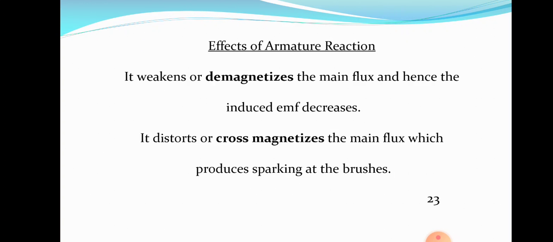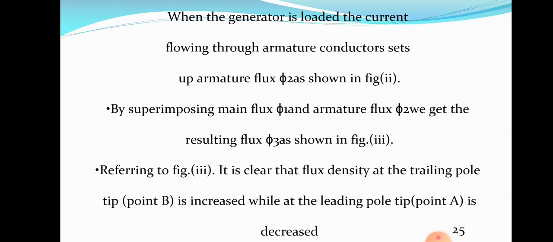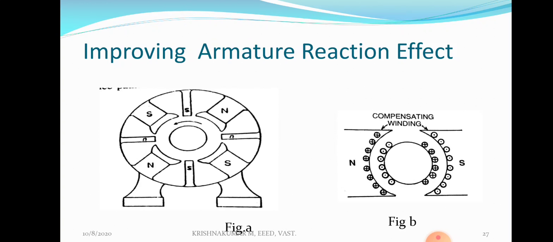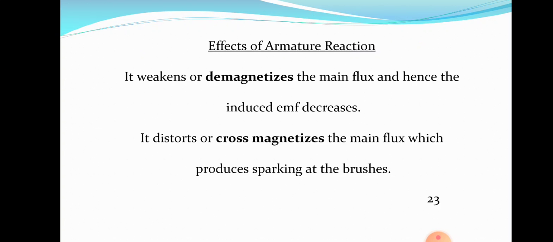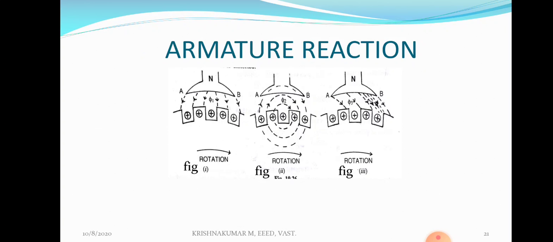So what is meant by leading pole tip and trailing pole tip? While we are tracing the magnetic pole in the direction of rotation, the first meeting point is the leading pole tip and the second meeting point is the trailing pole tip. In figure 3, it is very clear. Flux density at B is more, and flux density at leading pole tip A is less.